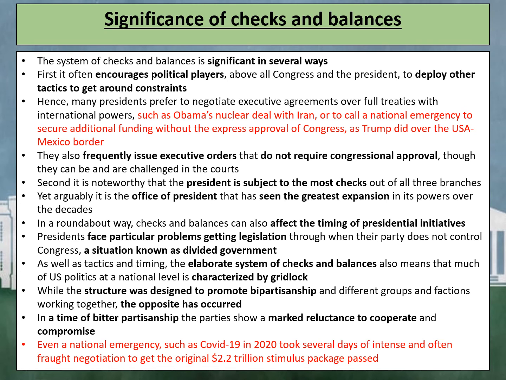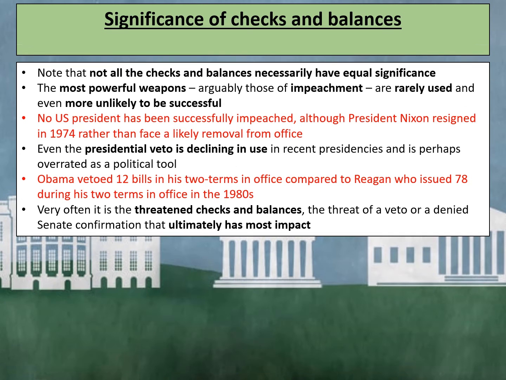Arguably, this is not the fault of the system itself, but how it is currently being played. While the structure was designed to promote bipartisanship and different groups and factions working together, the opposite has occurred. In a time of bitter partisanship, the parties show a marked reluctance to cooperate and compromise. Even a national emergency such as COVID-19 in 2020 took several days of intense and often fraught negotiation to get the original $2.2 trillion stimulus package passed.